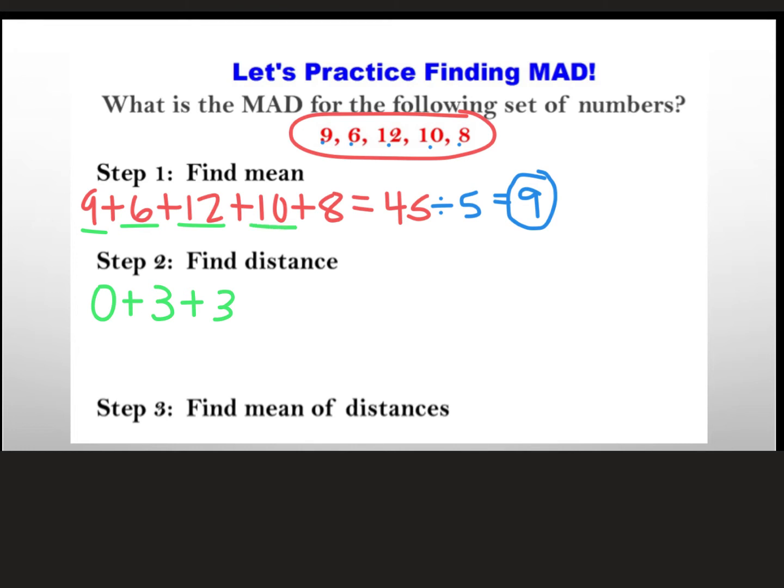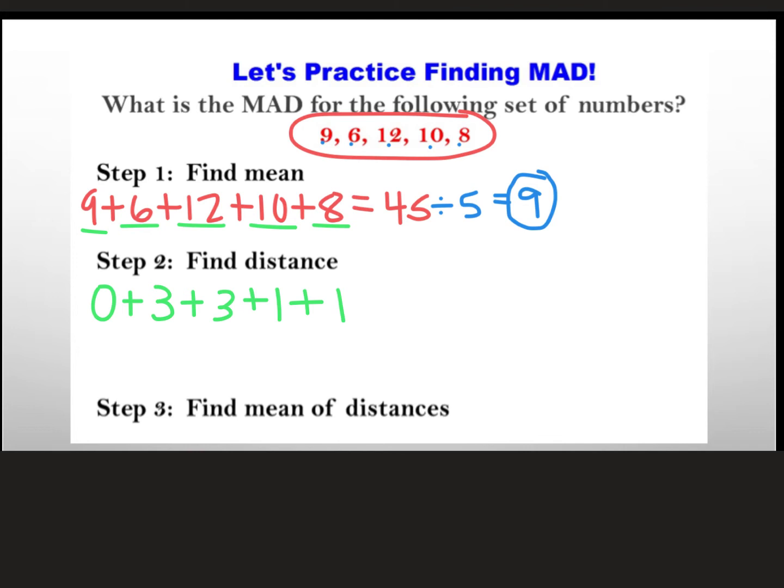Next data point was 10. When I compare it to our mean 9, that is 1 unit away. And then our last point was the number 8. Compare it to our mean, which was 9. They're 1 unit apart. Step 3 is to find the mean of those 5 distances.